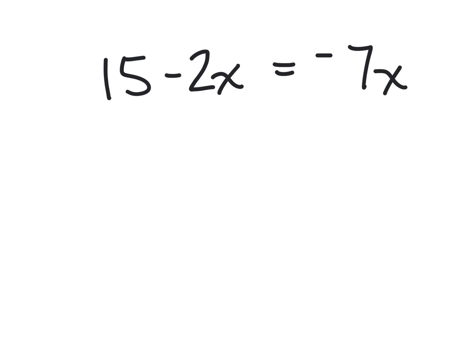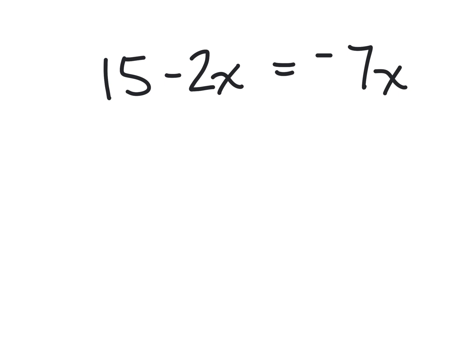Okay, so in this first example, we have the equation 15 minus 2x equals negative 7x. Of course, the first thing to notice is that we do have variables on both sides, which isn't a major issue, but we do need to remember that in solving equations, we need to make sure that all of the variable terms end up on one side of the equation. Left or right doesn't necessarily matter, and then we'll have to isolate the variable after that.